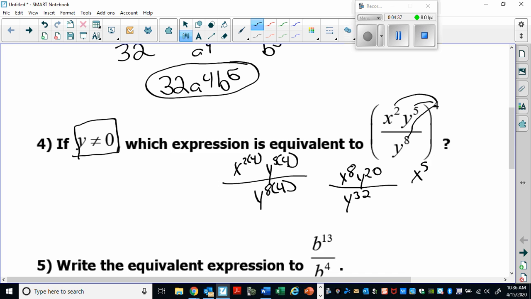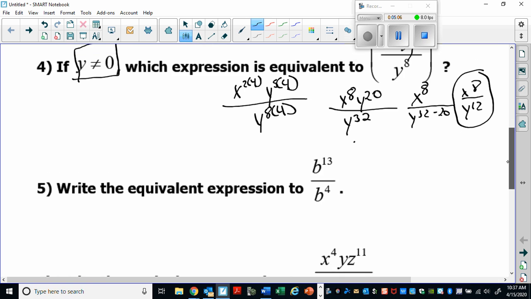So x to the eighth is staying up there. We're just going to do 32 minus 20, which is going to leave us with 12. So if we do 32, let's say we go over here, y equals 32 minus 20. Always take the smaller number and put it down. Now your leftover is going to be x to the eighth over y to the 12th. That's your answer. All right, let's go on to the next one.